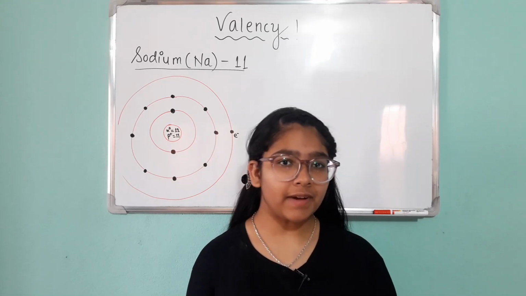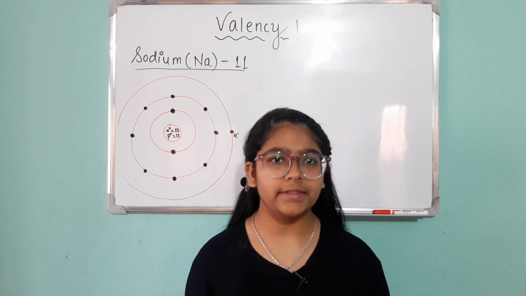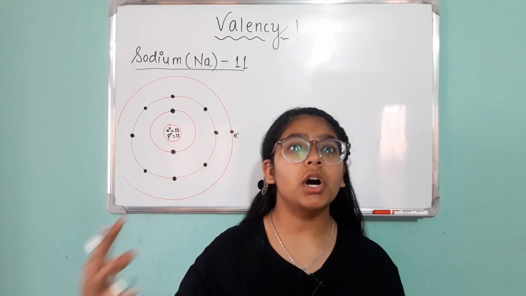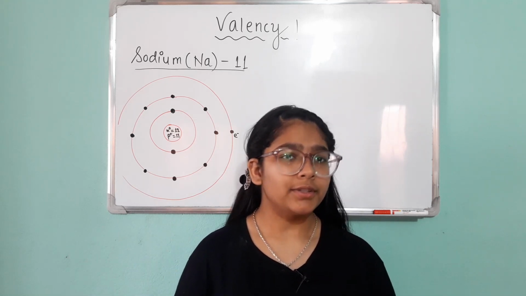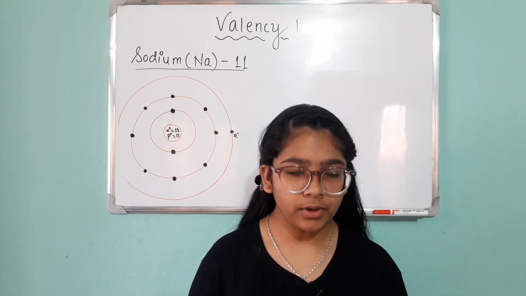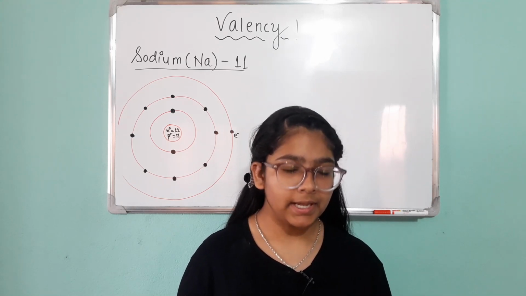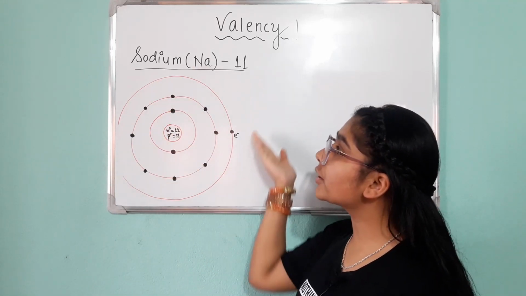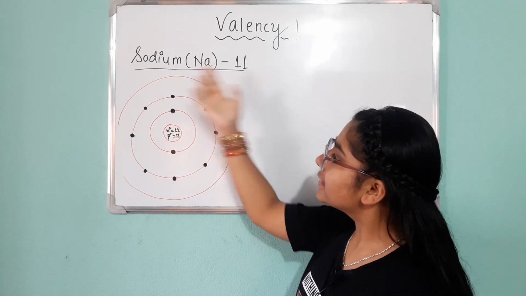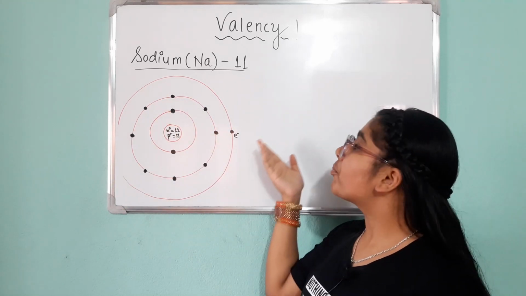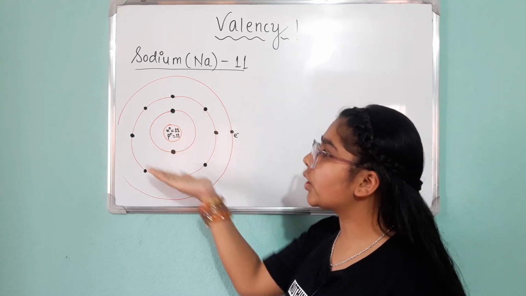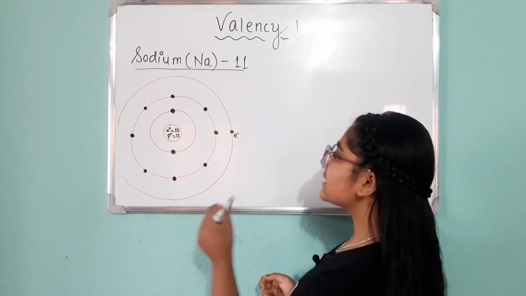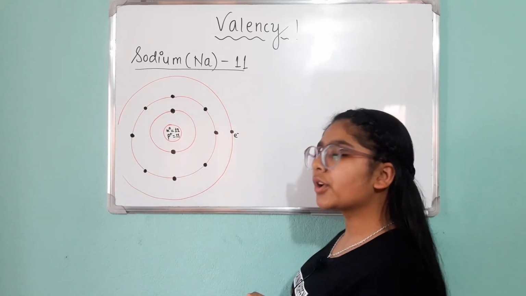So before starting with the valency topic, you need to know what is valency. Valency means the combining capacity of an atom with other atoms. You have already learned this in class 8 also. So now I'll give you one example and then you'll be clear. You can see here I have made the electronic configuration of the sodium element. Electronic configuration means to present the electrons of the element in the orbits or shells. We have already learned in class 8 how to make the electronic configuration.